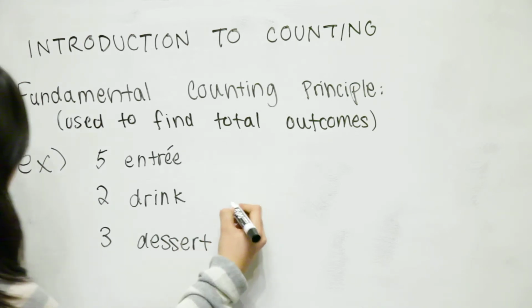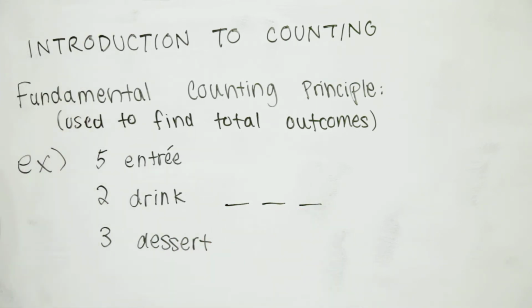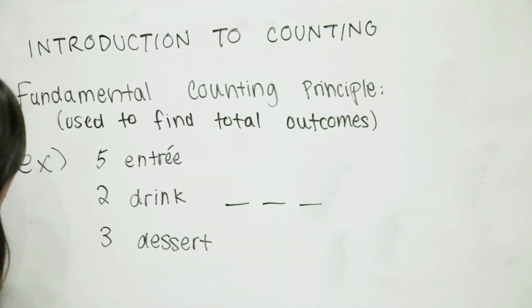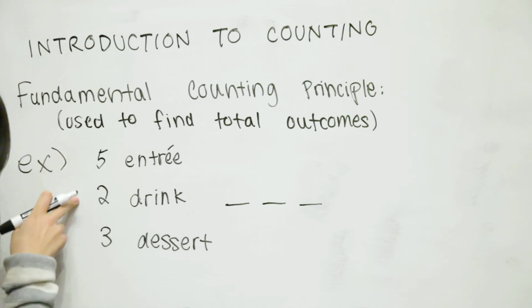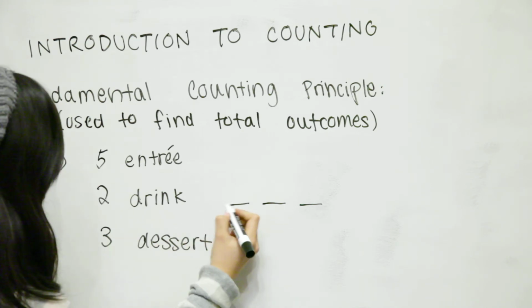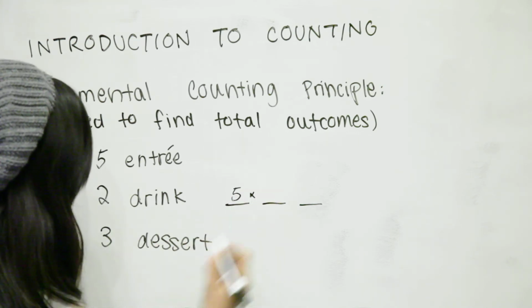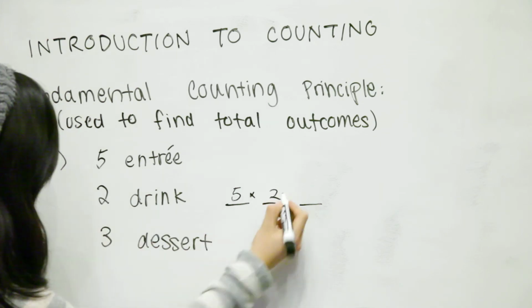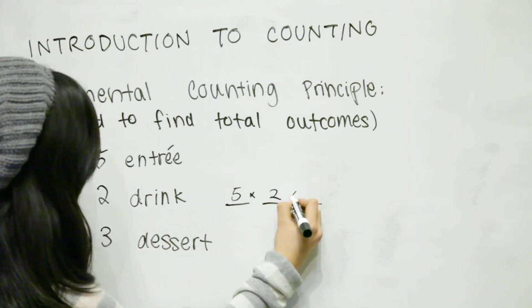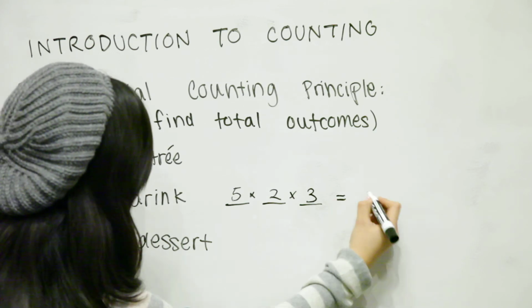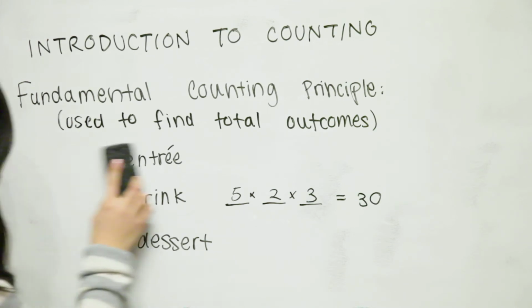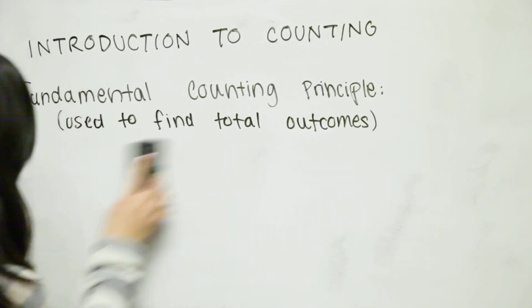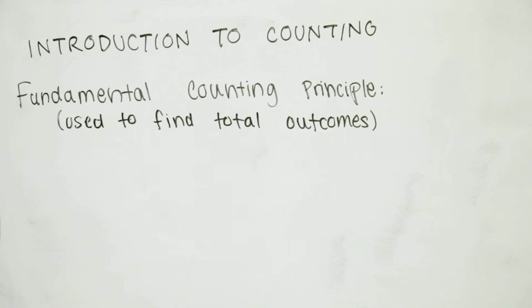Well, again, you have these 3 events. You know you want 1 entree, 1 drink, and 1 dessert. So there are 5 choices for the entree. There are 2 choices for the drink. And then there are 3 choices for the dessert. So the outcome is 30. All right. So those are our 3 examples. One last thing to wrap it up.